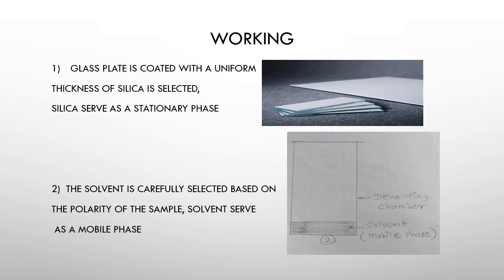Here are the diagrams and some points of the procedure of adsorption chromatography. First, a glass plate coated with a uniform thickness of silica is selected, and silica serves as the stationary phase. Second, a solvent is carefully selected based on the polarity of the sample, and the solvent serves as the mobile phase. So the silica gel serves as the stationary phase, and the solvent serves as the mobile phase.